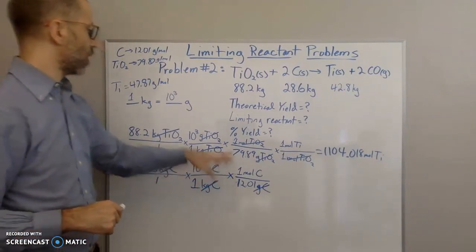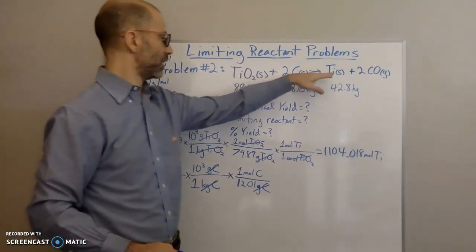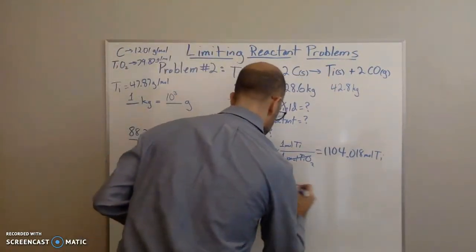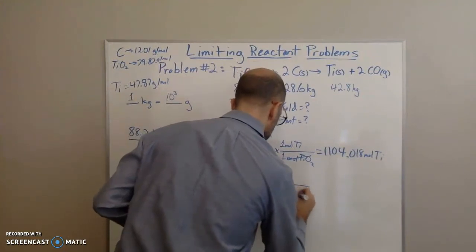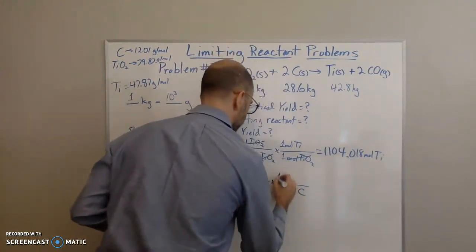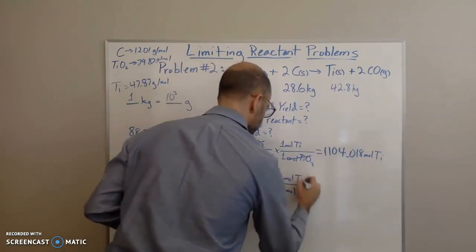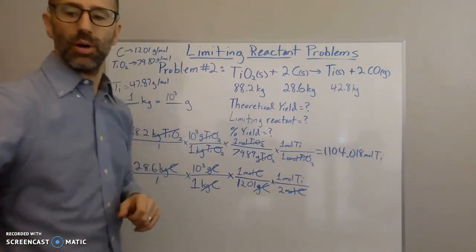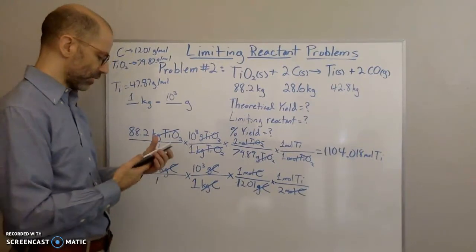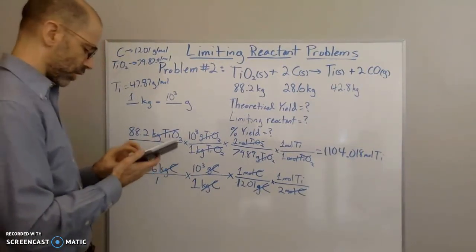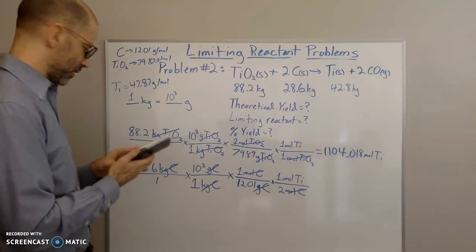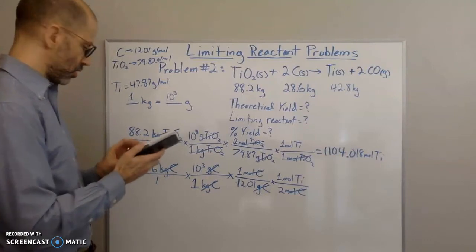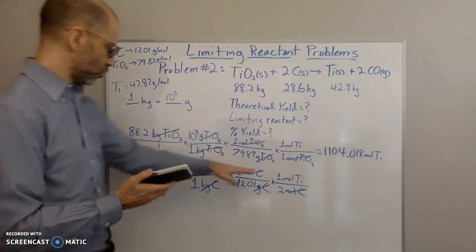And now that I have moles of carbon, I can use the mole ratio of carbon and titanium. So here it's 2 to 1. So here I have 2 moles of carbon on the bottom and 1 mole of titanium on top. Moles of carbon cancel out. Now I'm left with moles of titanium. So now I can calculate that. So I have 28.6 times 10 to the third, which is 1,000, and then these are ones.